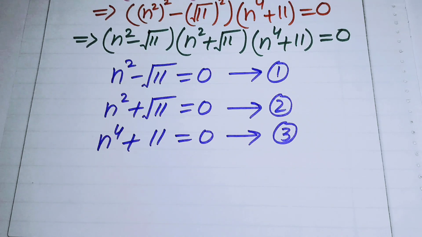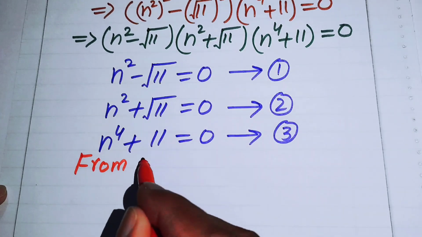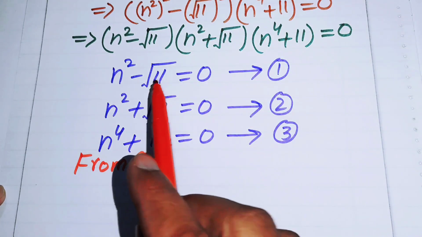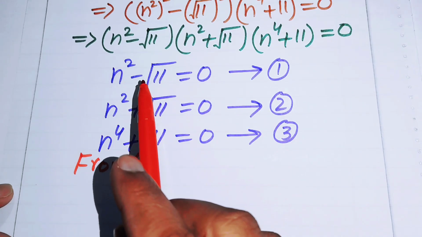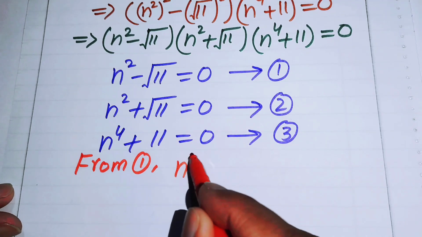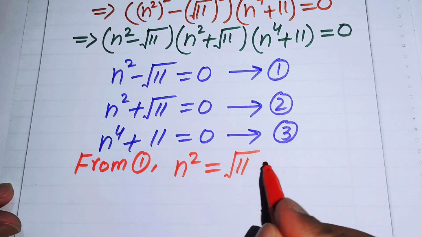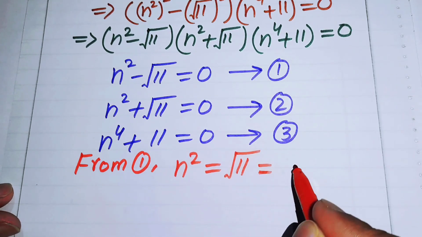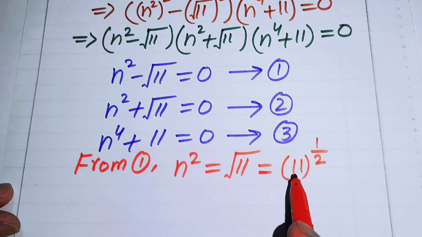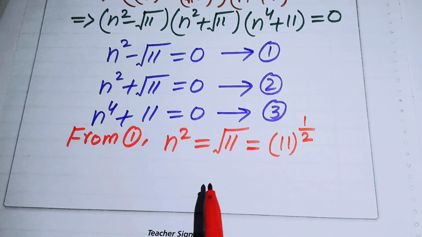So now first we will focus on equation number 1. In equation number 1 you have n squared minus square root of 11 equals 0. Here we move this minus square root of 11 to the right hand side, and you will write it as n squared equals square root of 11. And you know that the square root of 11 can be written as 11 to the power of 1 over 2. So this is the exponential form, and this is the square root form.